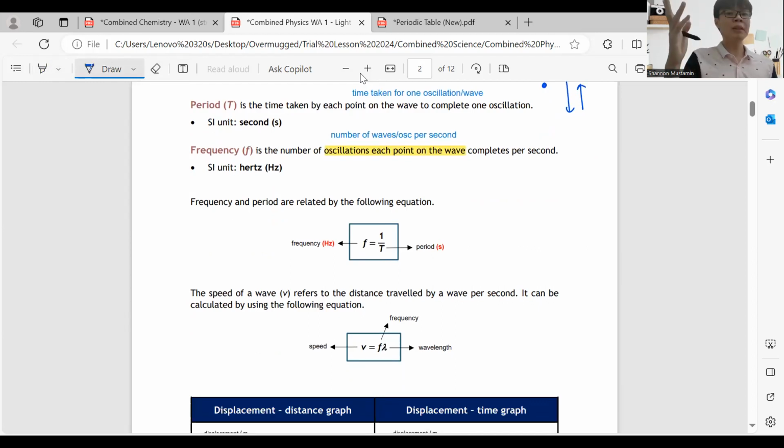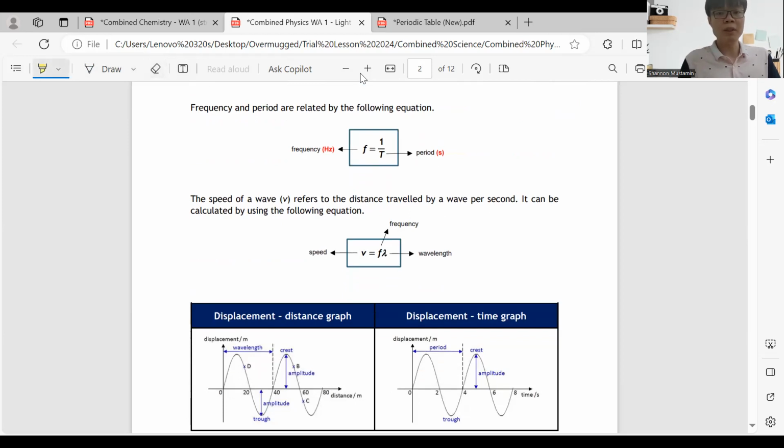In your whole wave chapter, this will set the foundation for your light, sound, and EM waves. You will be needing these two equations as well, so very important. f equals 1 over T. Frequency equals 1 over period. For physics, capital T is usually used for period. For small t, we use it for time, usually. It's just a representation. Okay, your second formula, v equals f lambda.